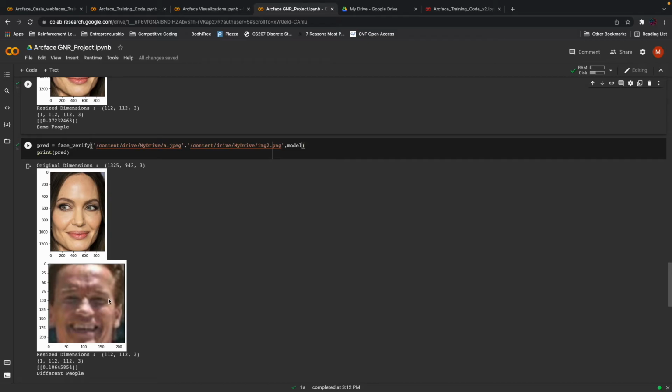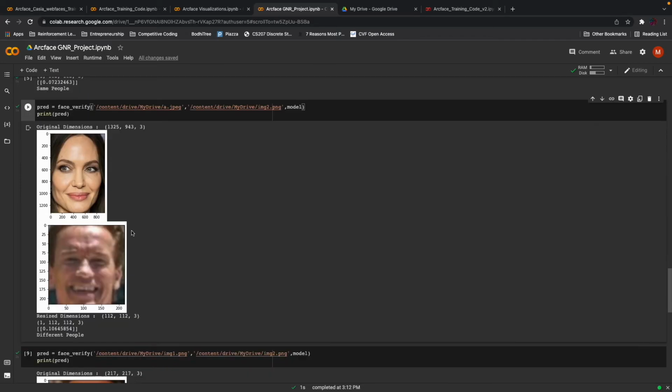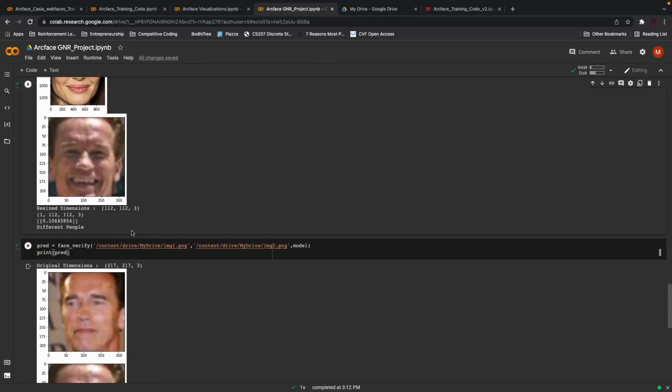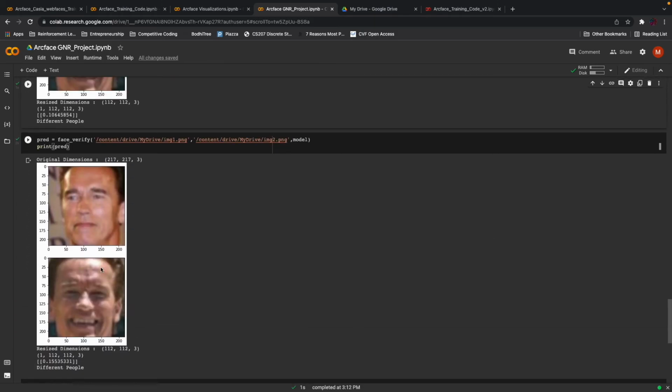Here, one of Angelina Jolie and Arnold Schwarzenegger, and it gives a distance of 0.10 something as the cosine distance, and it is different people. I've given the threshold to be 0.075, and thus it gives same people and different people accordingly. It does not mean that the model never goes wrong. Over here, two images of Arnold Schwarzenegger are given, but still it classifies them as different people.